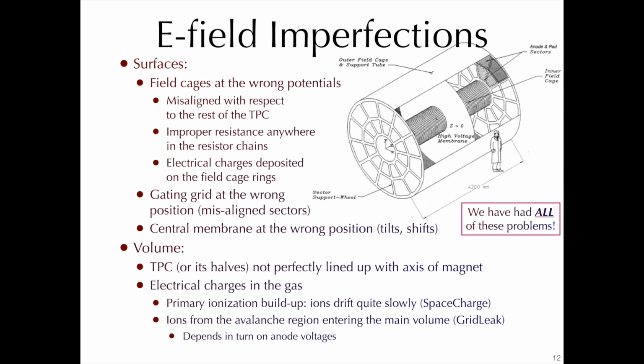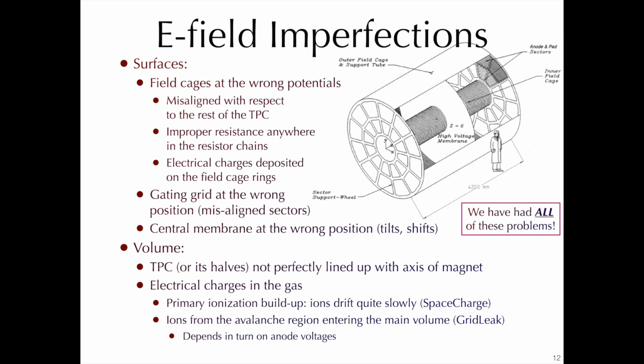So in addition to these surfaces, there is the volume of the TPC itself, where in the gas you could have electrical charges, or you can have the whole volume of the TPC not perfectly lining up with the axis of the magnet. Again, we've seen both of these things. So you could think of the TPC not lining up with the axis of the magnet as a misalignment, but it's not just a misalignment of the readout. Of course, it's a misalignment of the electric field, and that then creates a cross product between the electric field and magnetic field, which shows up as an issue.